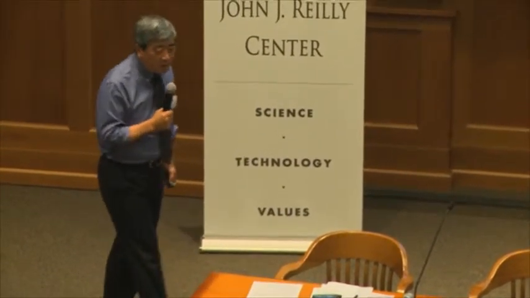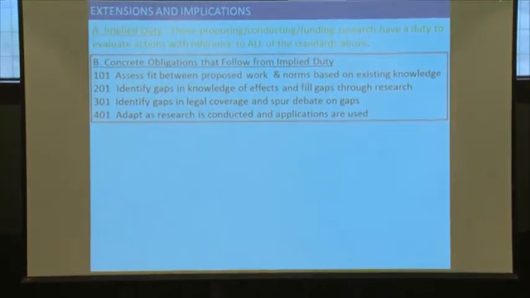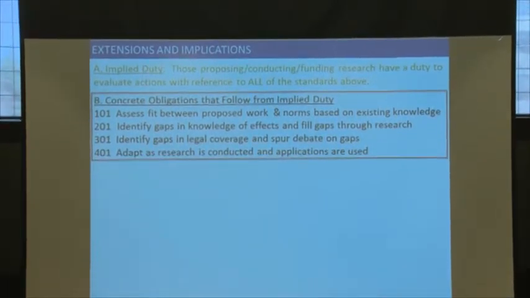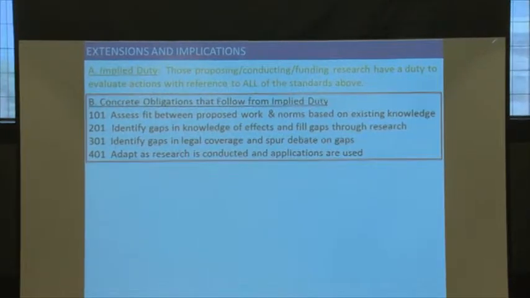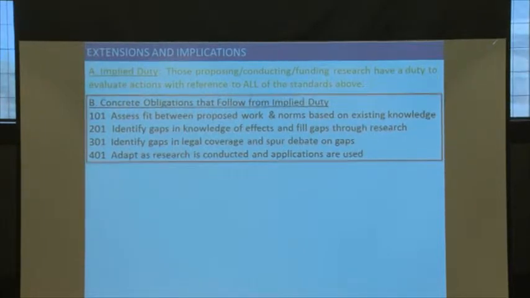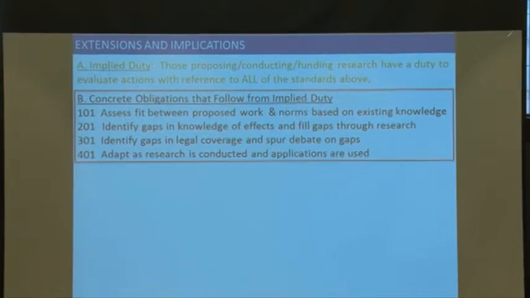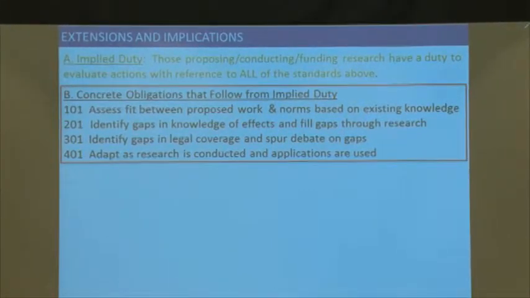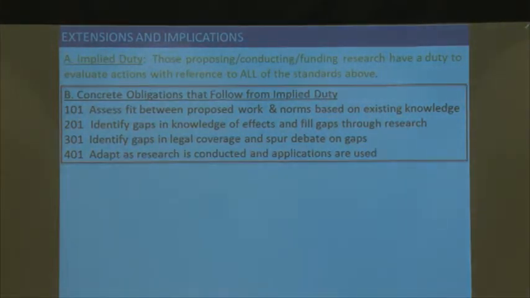So, in concrete terms, we're suggesting that there are 4 things that people ought to be thinking about. And we're ordering it in terms of elementary to advanced, from introductory to graduate level: 101, 201, 301, and 401. So at a very basic level, of course, you want to be evaluating the fit between the experiments and research that you're doing or funding and existing law and norms, from both perspectives, all based on existing knowledge. So you take the best available information, you give it your best shot. At a minimum, that's what you ought to be able to do.